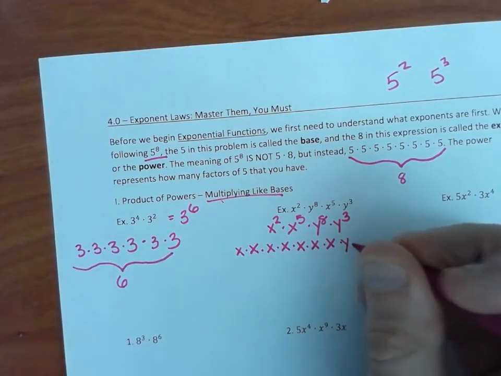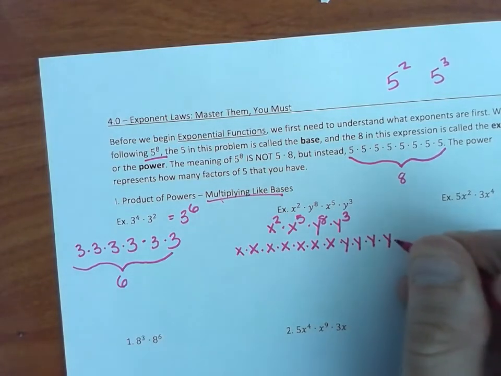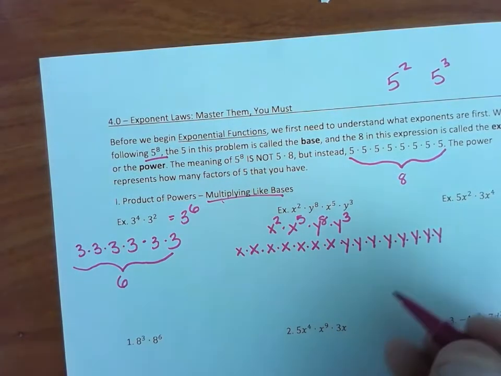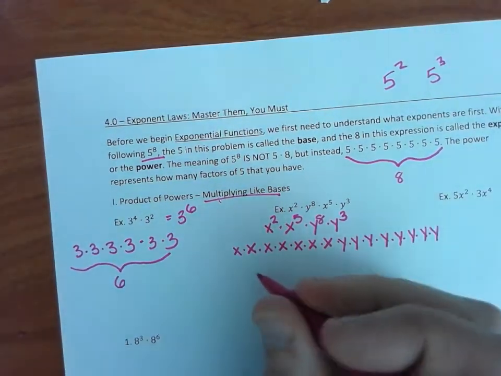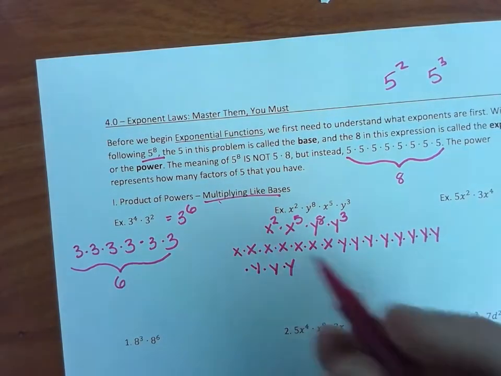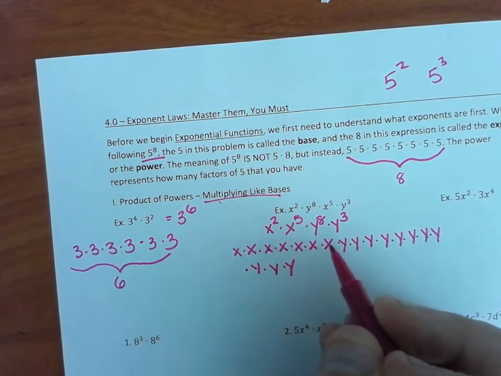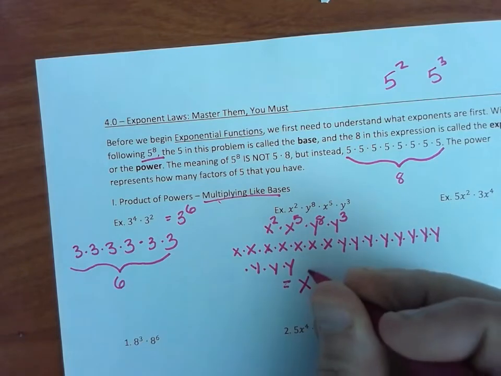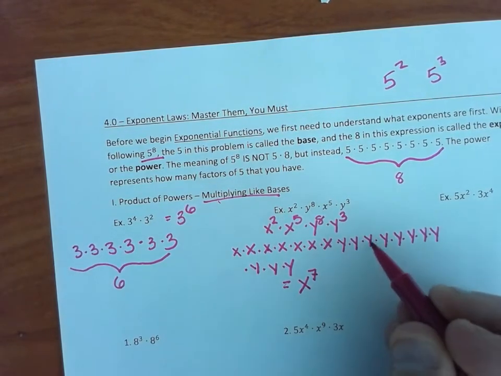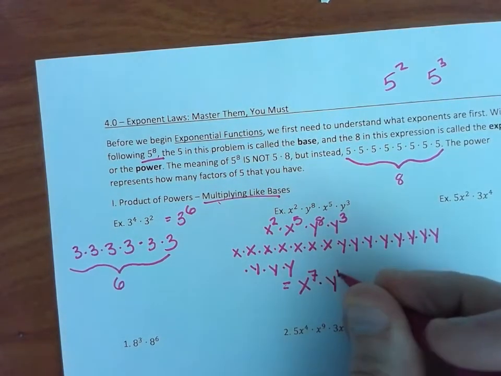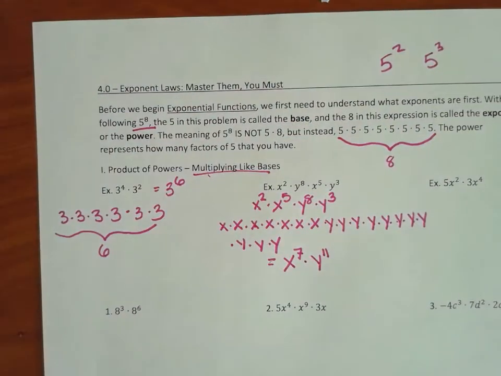Oh, God. That's a lot. 5, 6, 7, 8. And I'm going to circle it back down. 3 more factors of y. So in essence, I have 1, 2, 3, 4, 5, 6, 7 factors of x. And then I have 1, 2, 3, 4, 5, 6, 7, 8, 9, 10, 11 factors of y. Now, let me ask you, can I multiply these together?